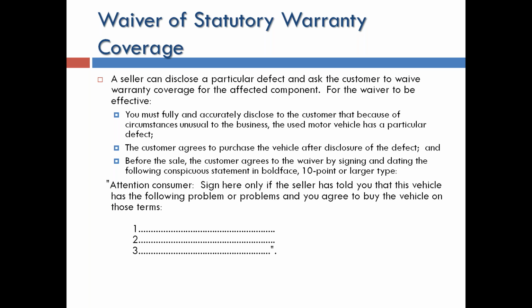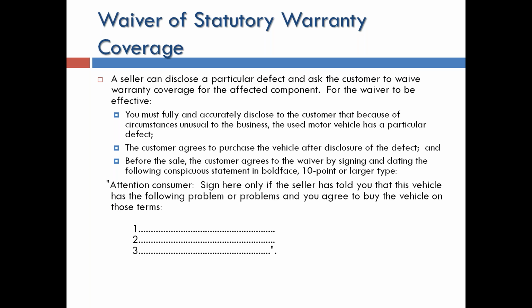As far as I can tell, that because of circumstances unusual to the business means the business of selling cars, and it's kind of a throwaway line, but it's in there, so we'll mention it. But basically, you have to disclose to the customer that the oil pan leaks, for example, and so the vehicle has that defect. The customer still agrees to purchase the vehicle after you've disclosed the defect, and the customer signs a waiver.